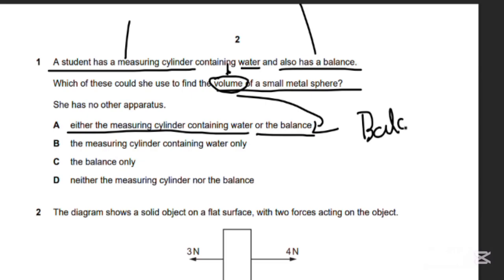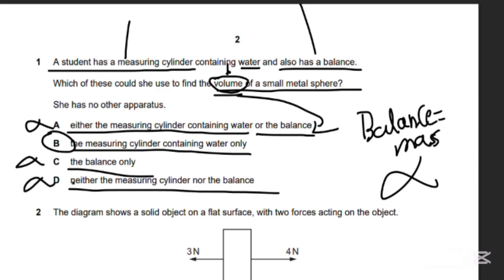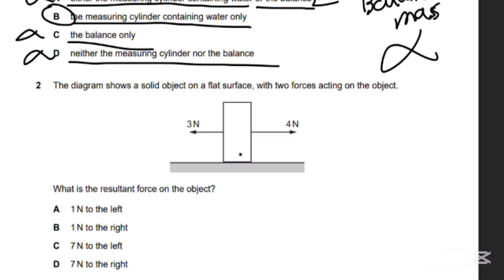The balance is wrong, because you can't find volume with a balance. A balance is for mass, and you need to find volume here. Then we have the measuring cylinder only, and this is correct, because to find the volume of a small metal sphere we use immersion. We first take the initial volume of the water in the measuring cylinder, then the final volume with the sphere added, and then we subtract to find the volume of the small metal sphere. So you just need the measuring cylinder. You don't need the balance only, and neither the measuring cylinder nor the balance is wrong as well, because she has no other apparatus. So B is the correct answer.